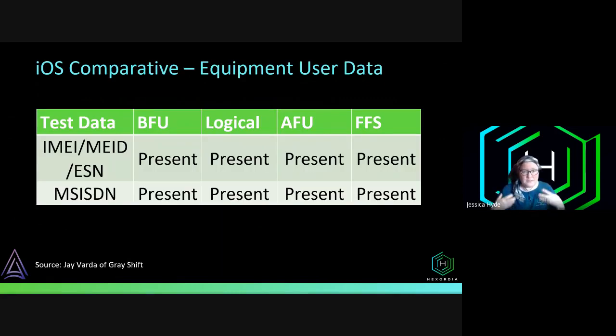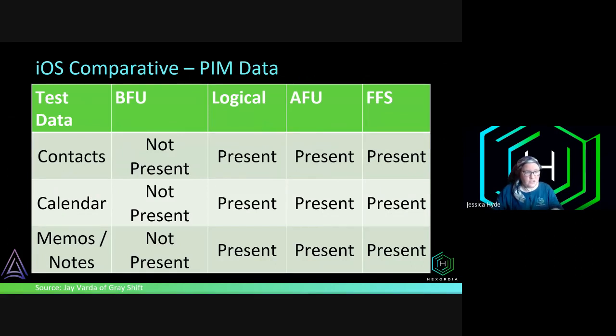So let's talk about the differences between these. When you're talking about this equipment user data, all of these great GUIDs, you're going to be able to get them from all your different extractions, including your BFU. You can see here that we've ordered these in terms of priority. I just want to give a huge shout out to Jay Varda from Grayshift for sharing his research and information with us to include in this presentation. When we start getting into our PIM data, this personal information management, we can see immediately that our contacts, our calendars, and our memos and notes are not present at all in the BFU.